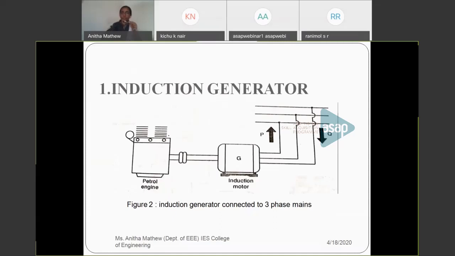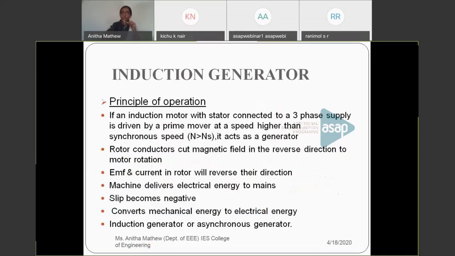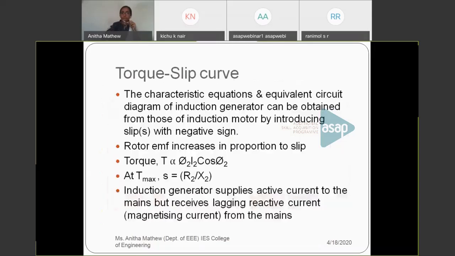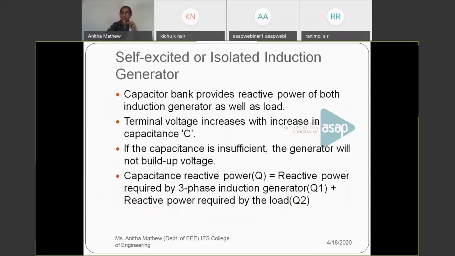Okay, another question is from Rindu R. What are the main disadvantages of two-phase arrangement? Which two-phase arrangement? Which machine? The question is incomplete, ma'am. What are the main disadvantages of two-phase arrangement?